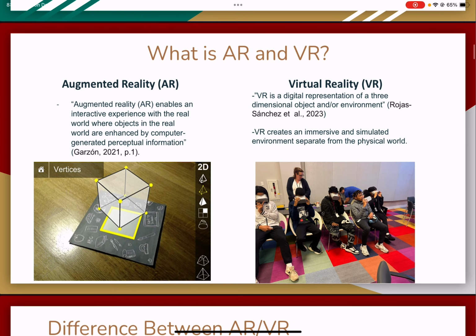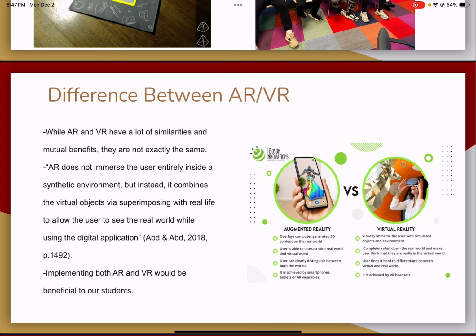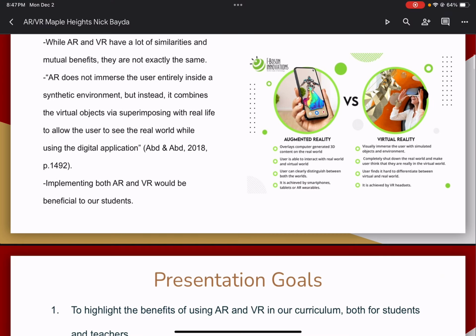So to get started, I just want to talk about what augmented reality and virtual reality are. AR allows a user to place a computer-generated image into the real world, whereas VR is going to completely immerse a user into a new environment that's not the physical world. And while they are different, as VR, like I said, really puts a user into a simulated environment, whereas AR overlays a computer-generated image onto the real world, I do believe that they have a lot of mutual benefits, and I think implementing both would really benefit our students.